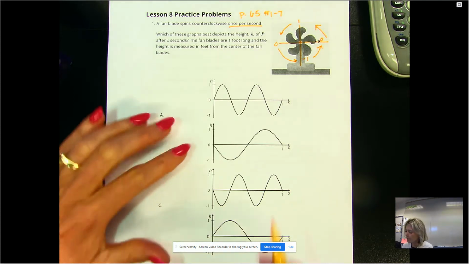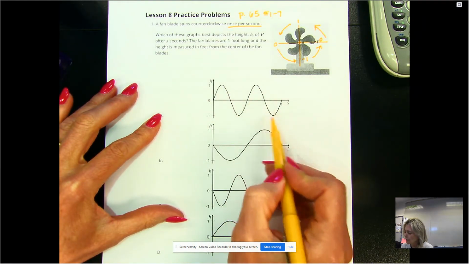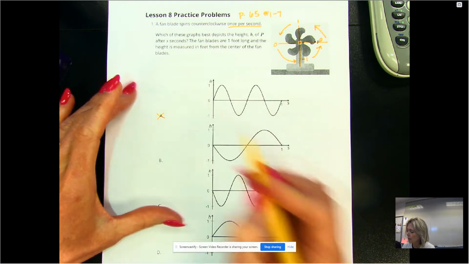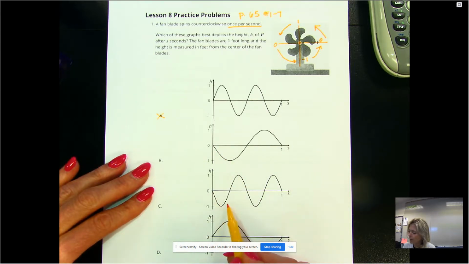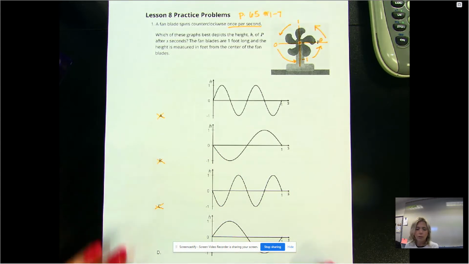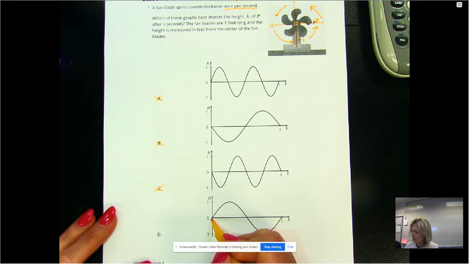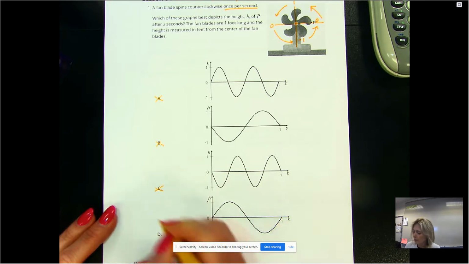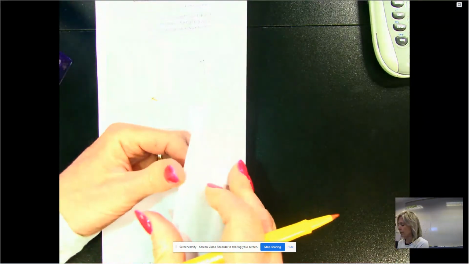So since this is happening twice in 1 second, it's not A. B and C are both starting at 0 and headed to -1, so that's going in the opposite direction. But you can see graph D down here starts at 0 at a time of 0, maxes out at a height of 1, then back to 0, a height of -1, and then back to 0, all in 1 second. So it is answer D, or graph D, I should say.